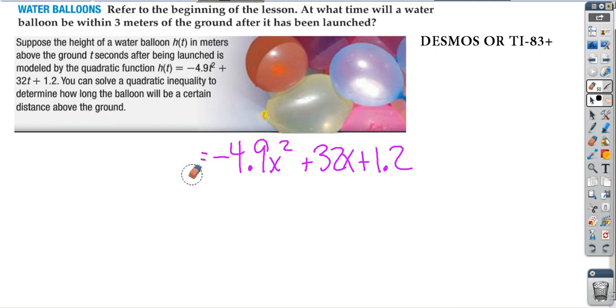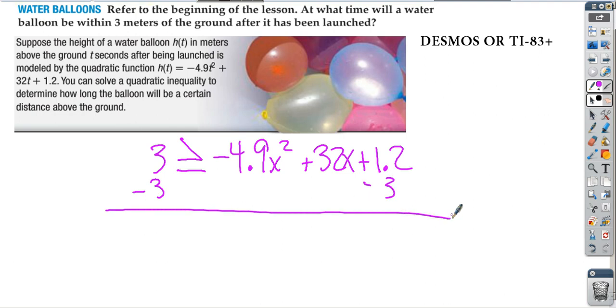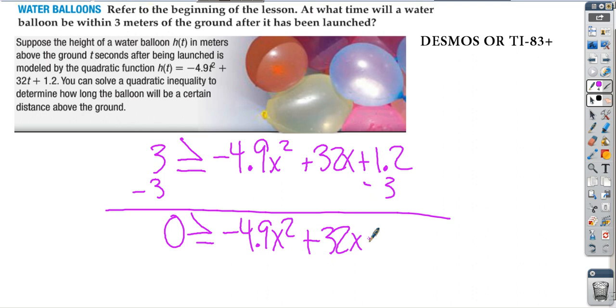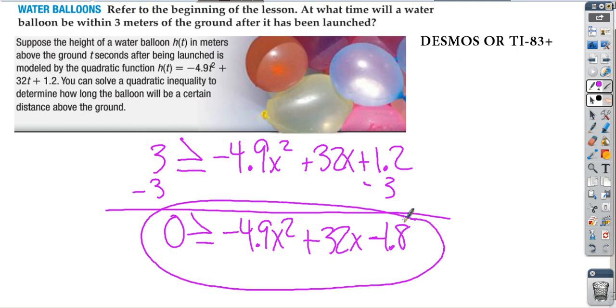So we want this equation to be maybe equal to 3 meters or maybe less than. That's what it means to be within 3 meters. We need this to be in standard form, so we'll subtract 3 from both sides, and we'll get 0 is greater than or equal to this right here. Because these numbers are not really convenient to graph by hand, we'll just put that in a calculator. We want to know where that is going to be less than or equal to 0.